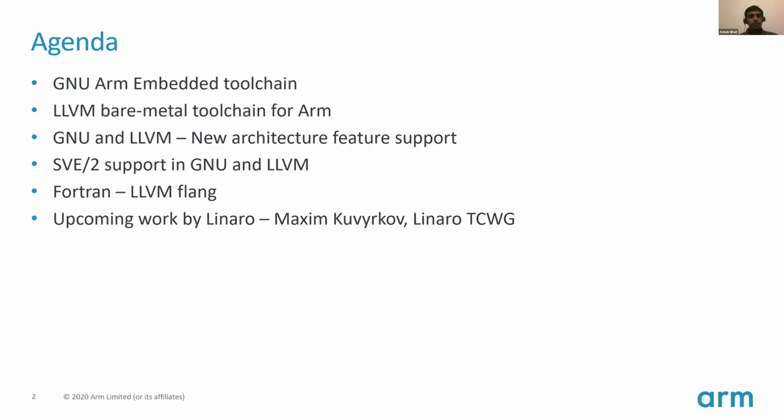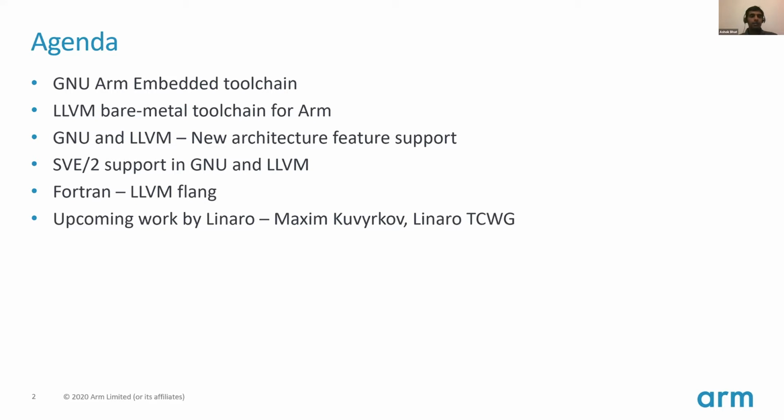So what's the agenda? We're going to talk about the bare metal toolchain first. There I have an update on the GNU embedded toolchain. This is one of the popular toolchain products that we ship, used in many IDEs and very popular in the embedded microcontroller market. Then I have an update or plan for the LLVM bare metal toolchain. We'll talk generally about the architecture feature support in the last version of GNU and what is planned for the next version of GNU, and the same thing with LLVM.